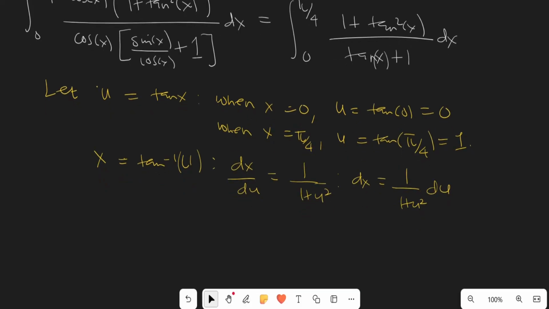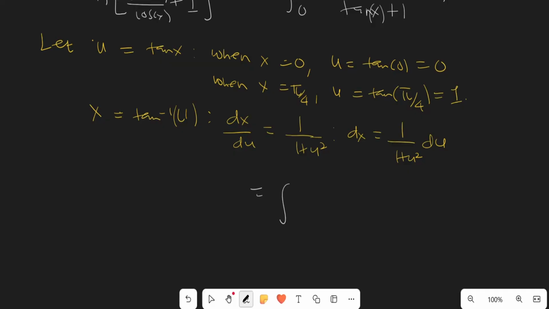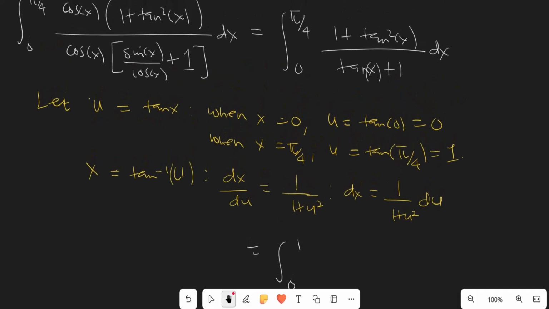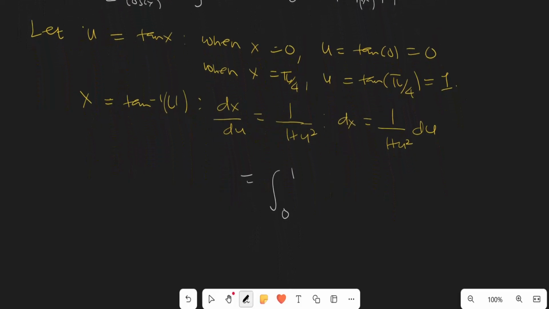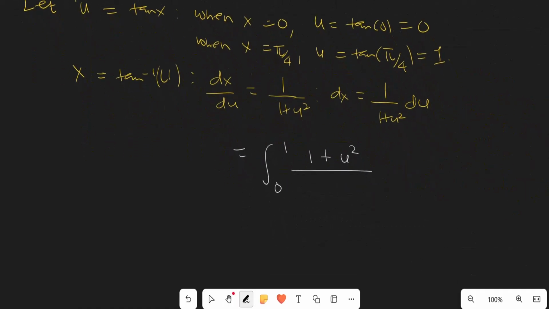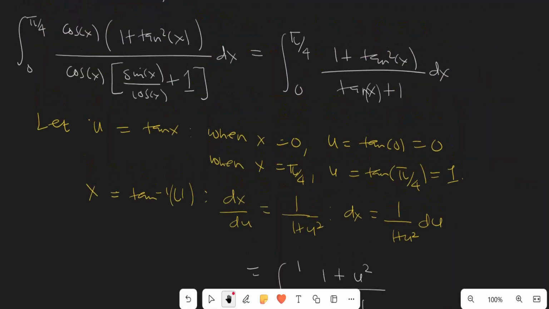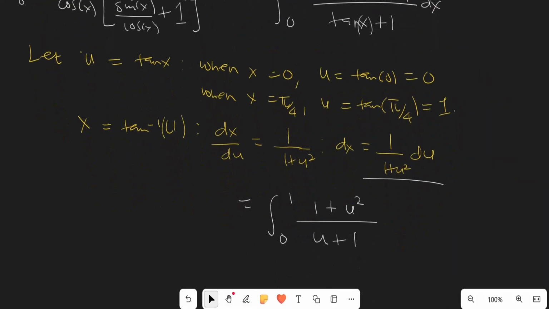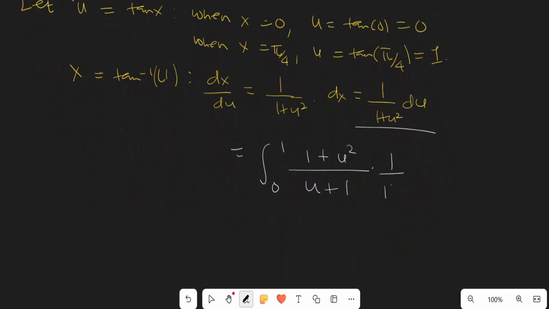So we can take our integral from the x world into the u world. Our integral now becomes the integral from 0 to 1 of 1 plus tan square x, that is 1 plus u squared, divided by tan x plus 1, that is u plus 1, times dx, and dx is the same as 1 over 1 plus u squared du.